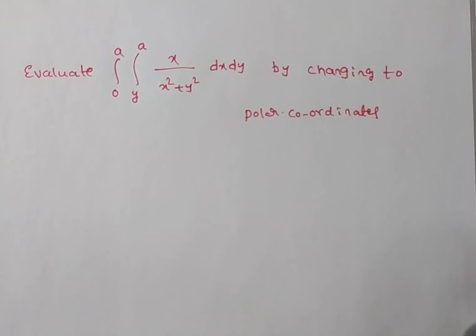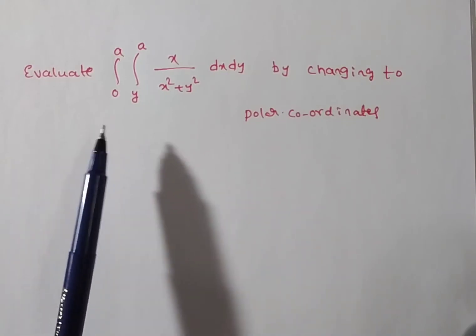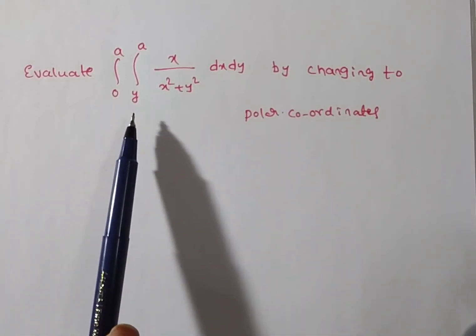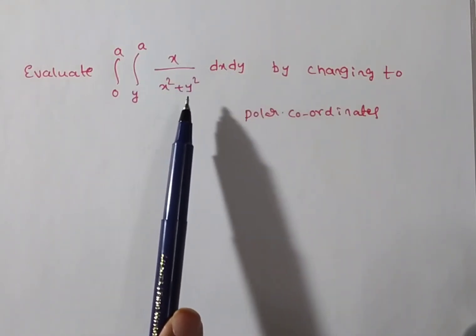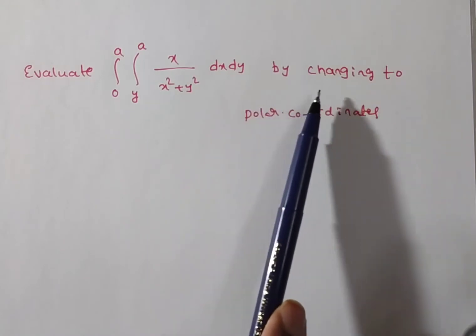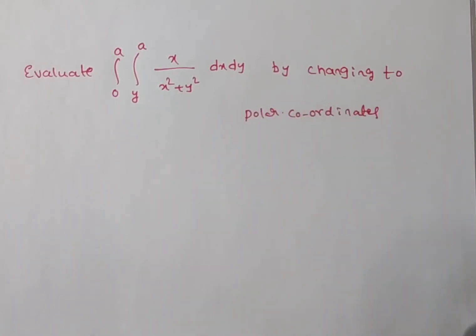Friends, in this video we are solving a problem on multiple integrals. The given problem is: evaluate the integral from 0 to a, integral from y to a, of x by x square plus y square dx dy, by changing to polar coordinates.